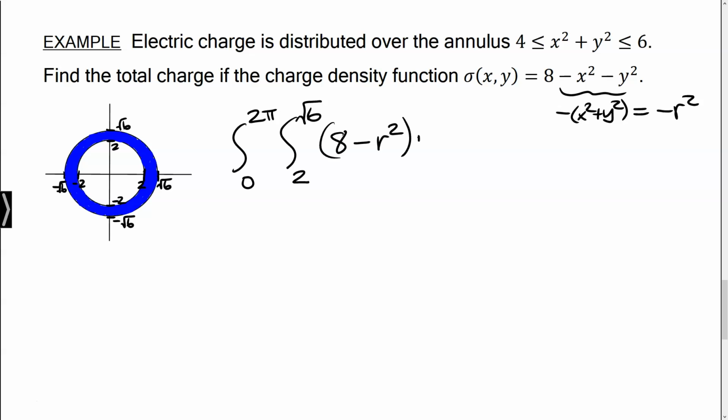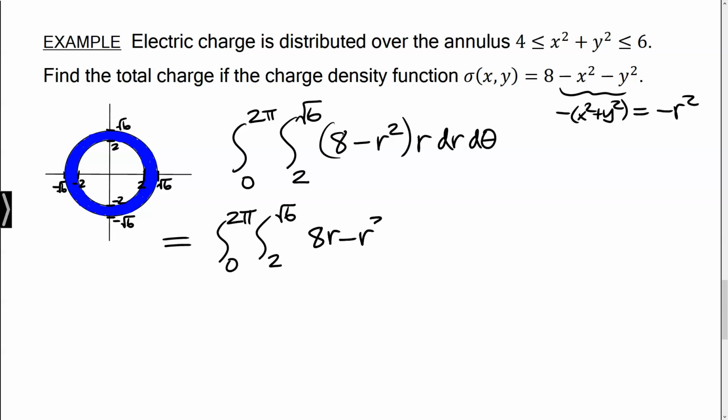And we have to integrate r dr d theta. Okay, this is another pretty straightforward iterated integral. So we're integrating 8r minus r cubed dr d theta. And we've seen this a few times. This happens especially with these other coordinate systems like polar coordinates and with cylindrical and spherical coordinates later.